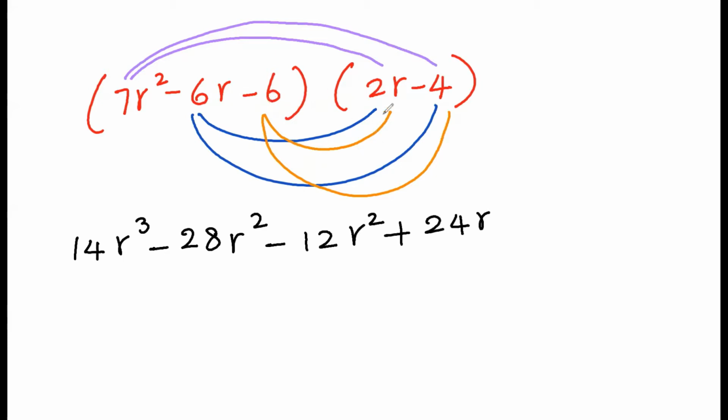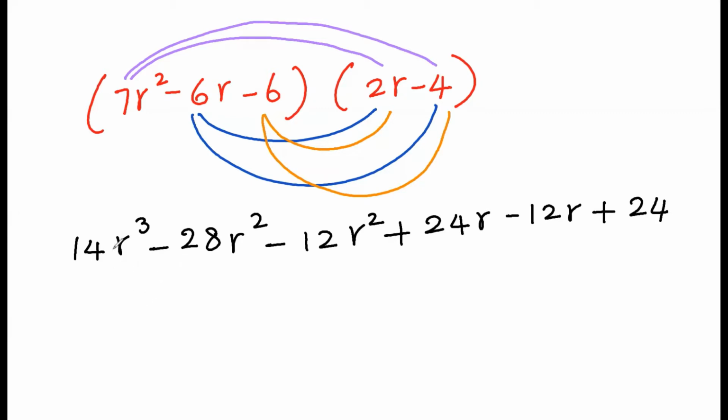Now I'm going to distribute negative 6. Negative 6 times 2r is going to be negative 12r. Negative 6 times negative 4 is going to be positive 24. Once you are done distributing, now you're going to add like terms.